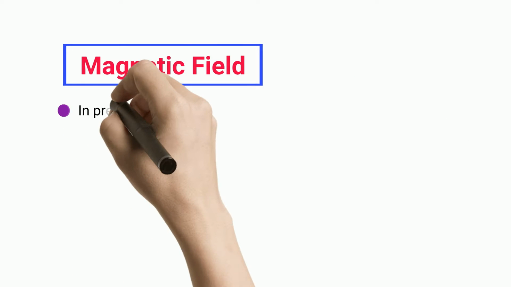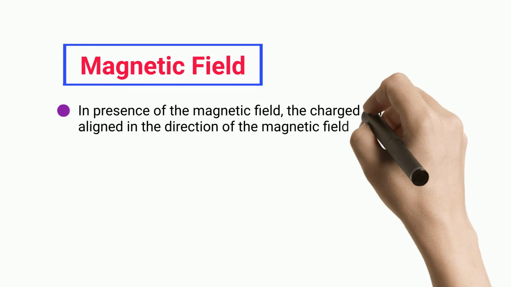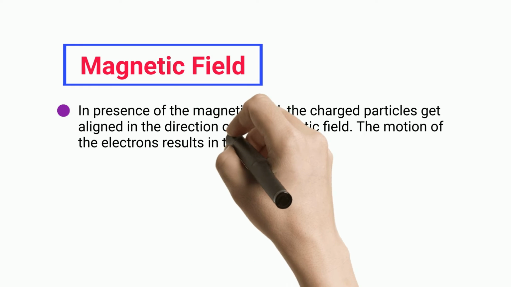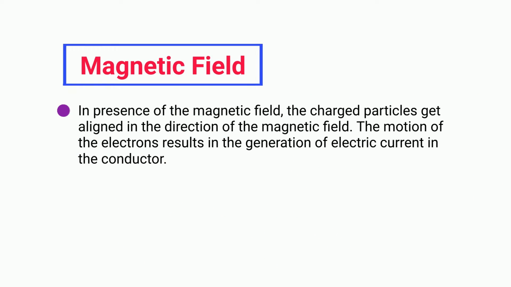Magnetic field. In presence of the magnetic field, the charged particles get aligned in the direction of the magnetic field. The motion of the electrons results in the generation of electric current in the conductor.